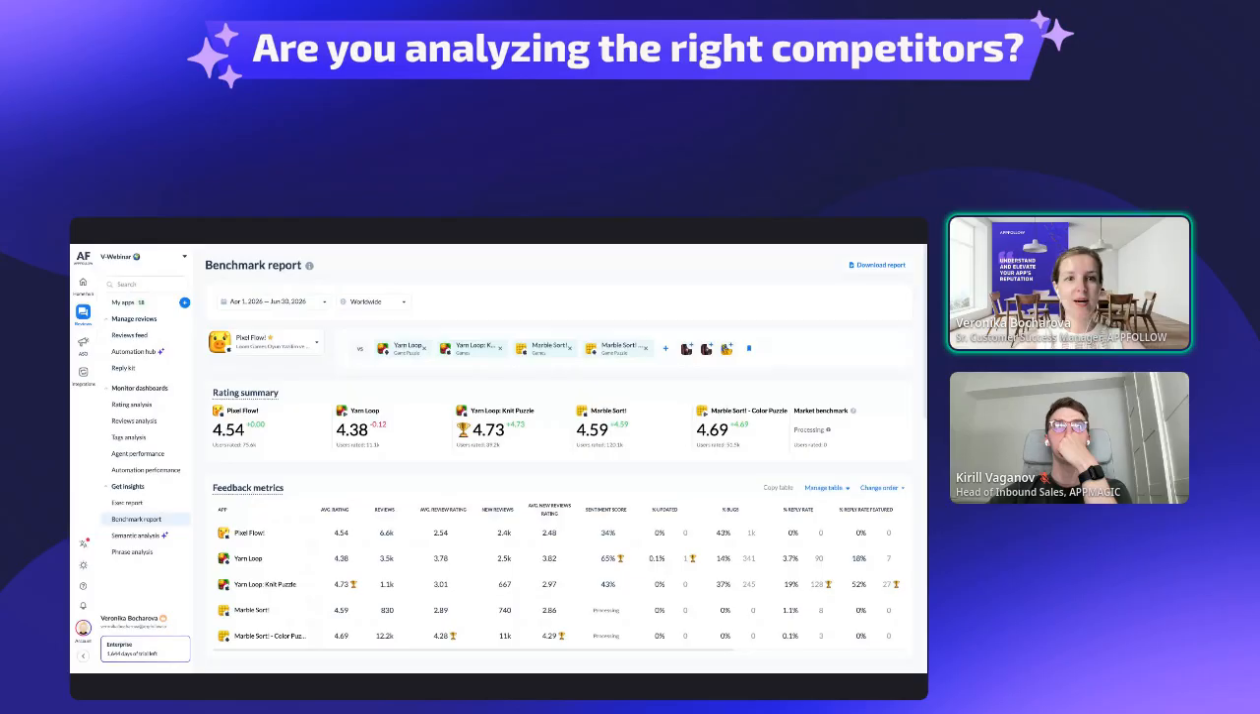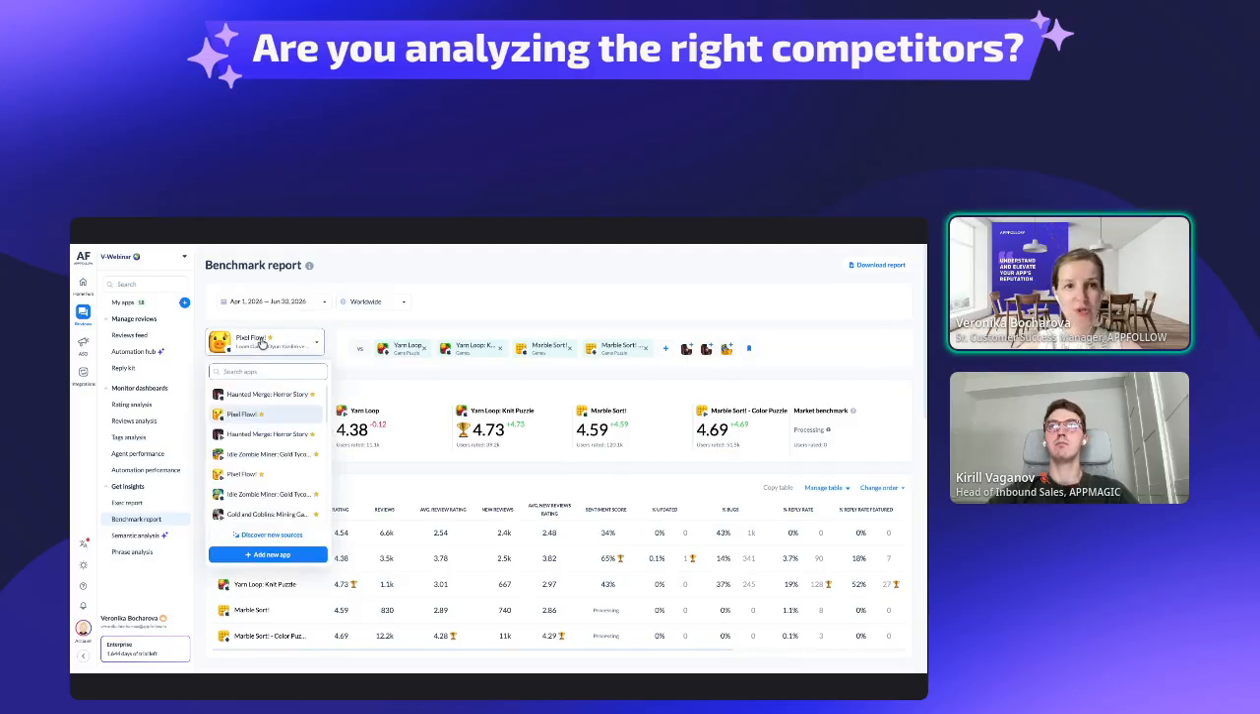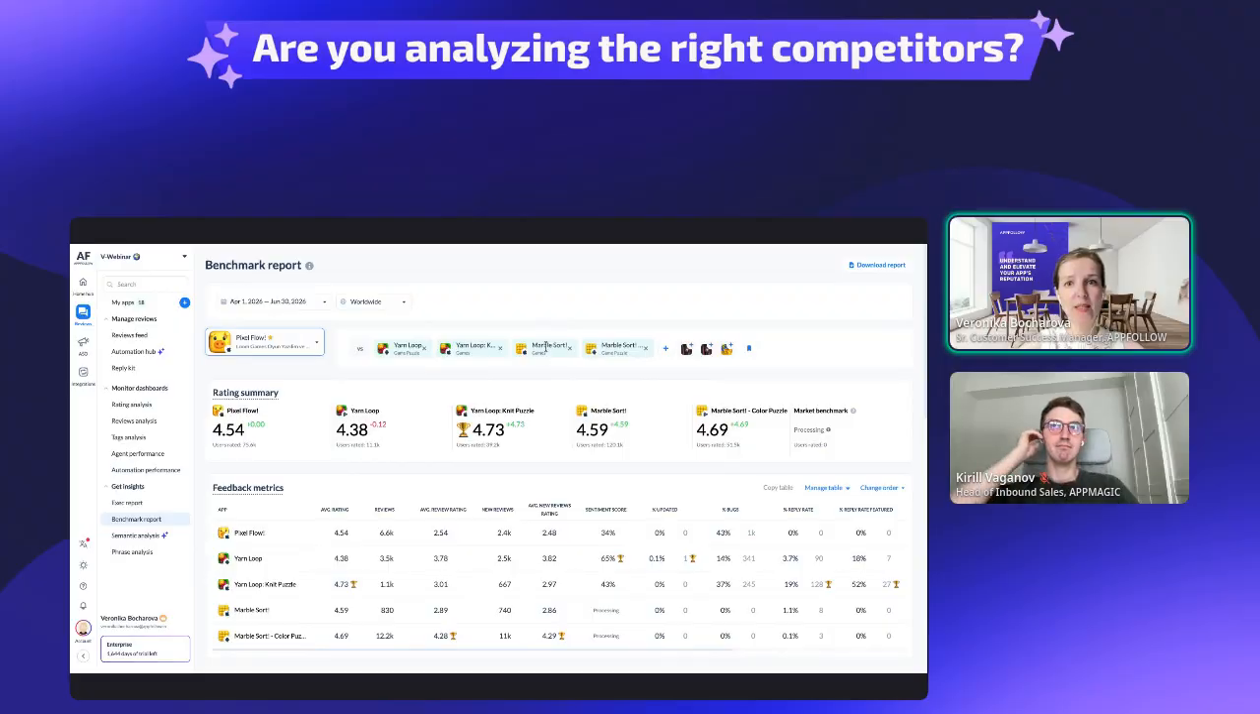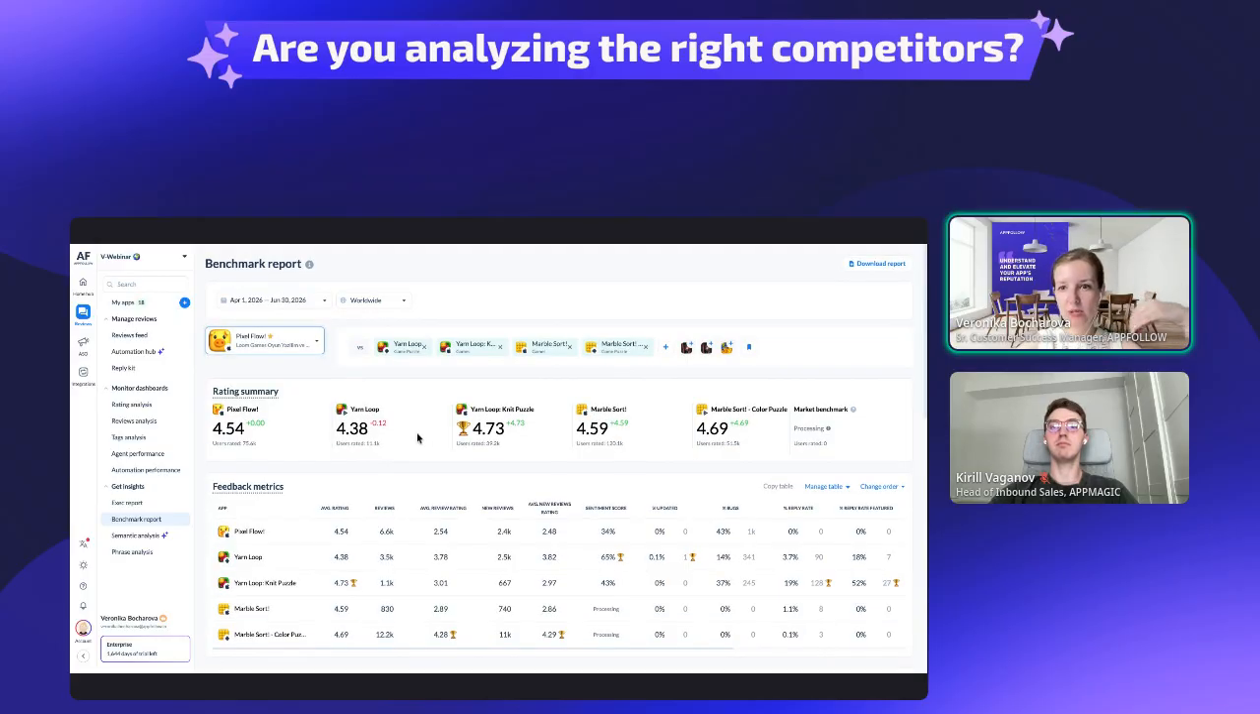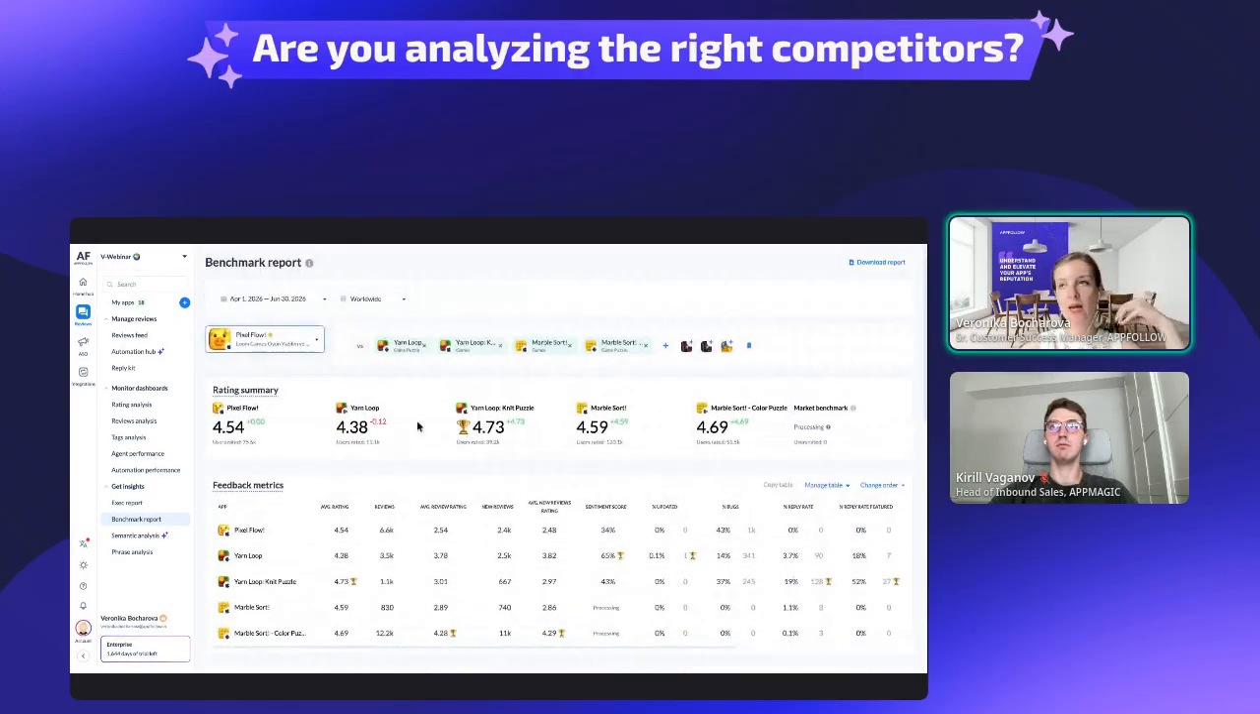And within AppFollow, we're diving into the benchmark report right away. This will be the place where you would compare your app against some of the competitors. And by the way, this list can be much longer, but I think the examples that Kirill has mentioned are really great and really interesting to look at. So we are choosing here your own application. Let's say you own Pixel Flow, and then Yarn Loop, which is the one we want to look at, Marble Sword, some other apps that we've identified already in AppMagic. And through this benchmark report, we're looking at how they are performing rating-wise, reviews-wise, feedback-wise. What are users actually saying? Are the support team and community teams of these games engaged?